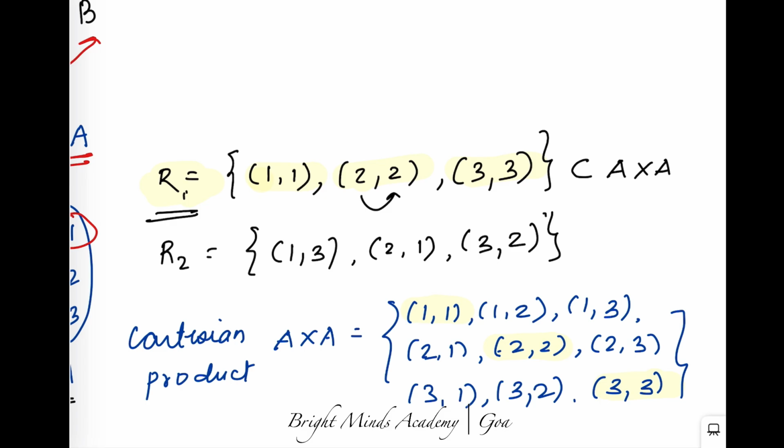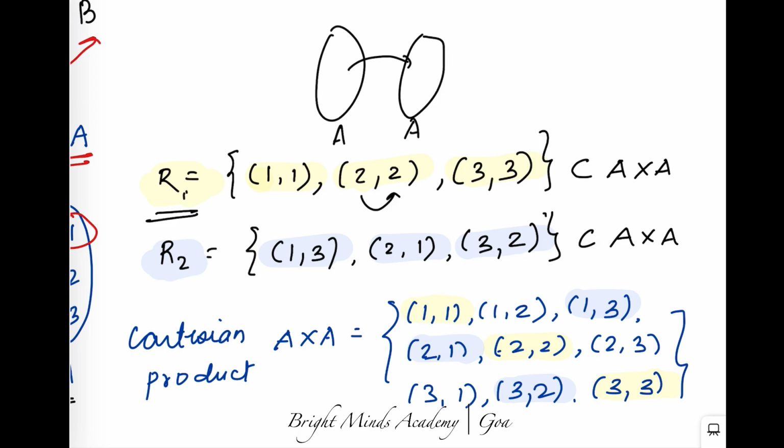Similarly, if you see here, in relation R2, we have the element (1,3), which belongs in the Cartesian product, (2,1), which also belongs in the Cartesian product, and (3,2) also belongs here. So this is also a subset of the Cartesian product. So whenever you have a set A and we are defining a relation R in set A, then any relation that you write in this set will always be a subset of the Cartesian product. This will always be true.